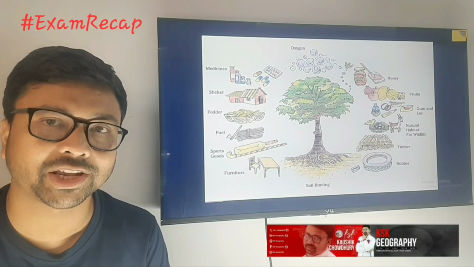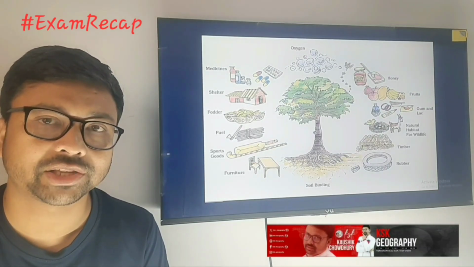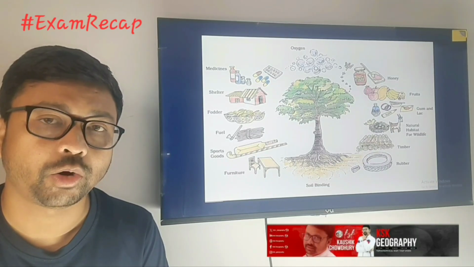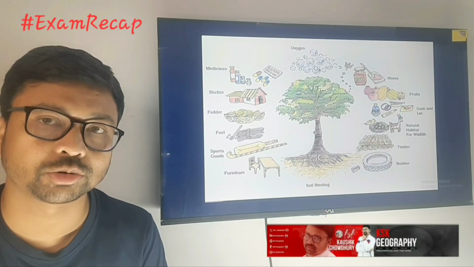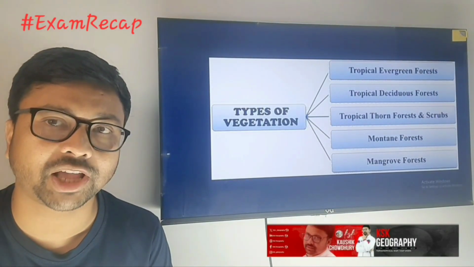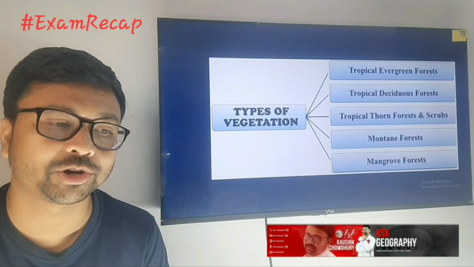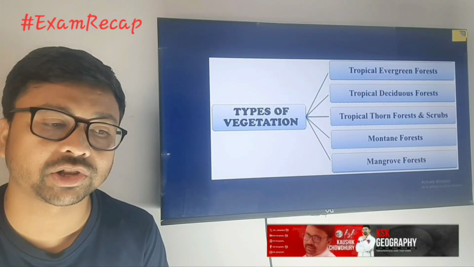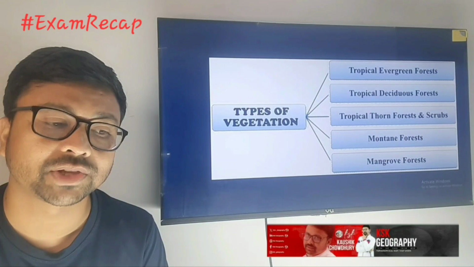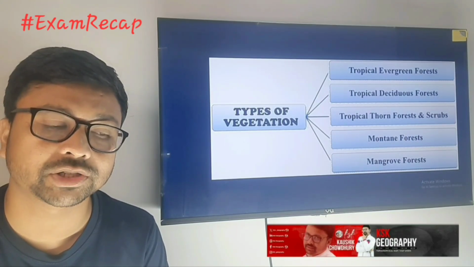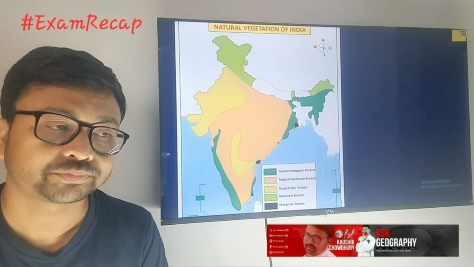What are the benefits we are getting from natural vegetation? Natural vegetation provides us ecological, economical, all types of benefits. We will discuss those things later on. Next, you need to study the types of vegetation found according to your syllabus. So, tropical evergreen forest, tropical deciduous forest, tropical thorn forest or scrubs, mountain vegetation and mangrove vegetation. Those are the types of forest found in our country.